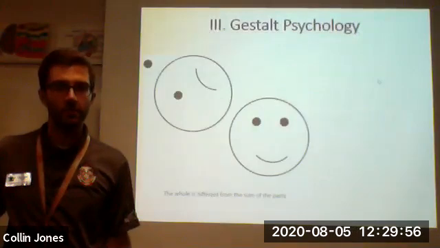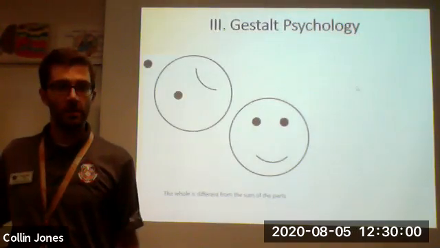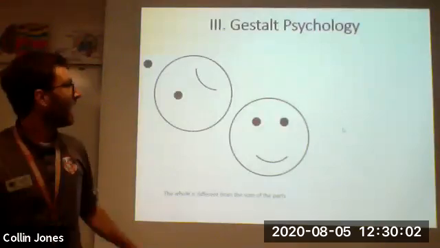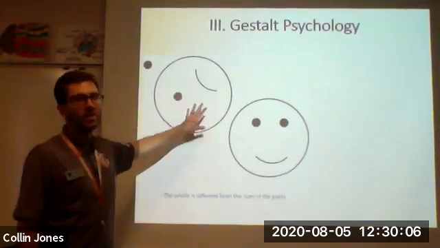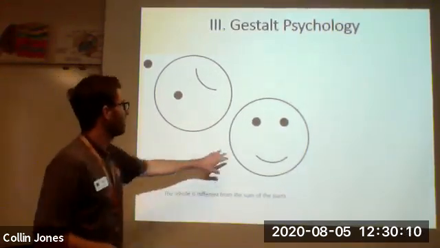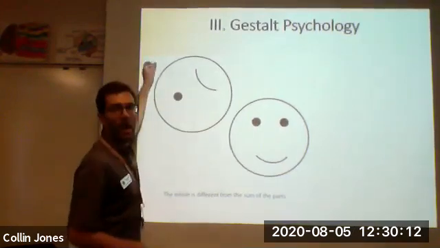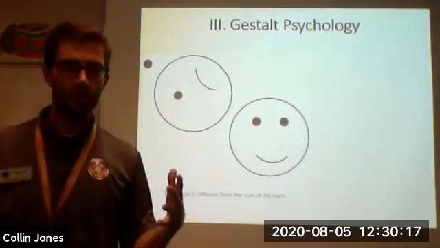Here's another example, okay? We have what looks like a smiley face. A Gestalt psychologist would say, we have a smiley face, we have the pieces to a smiley face. A structuralist would say the opposite. A structuralist would say, we have a couple big circles, we have some dots, we have some curves, some arcs, we got a lot of pieces.